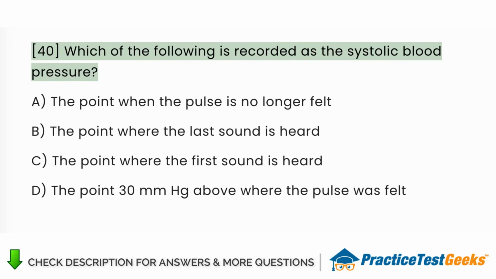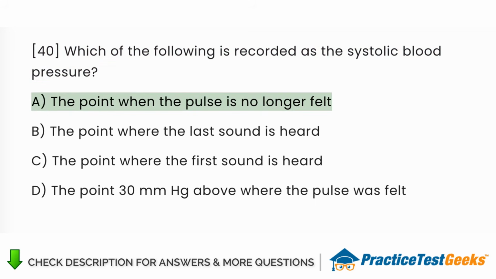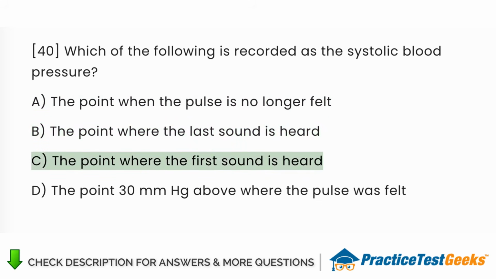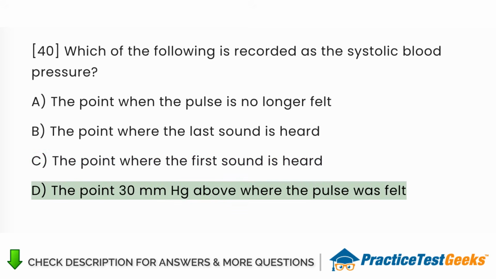Which of the following is recorded as the systolic blood pressure? A. The point when the pulse is no longer felt. B. The point where the last sound is heard. C. The point where the first sound is heard. D. The point 30 millimeters of mercury above where the pulse was felt.